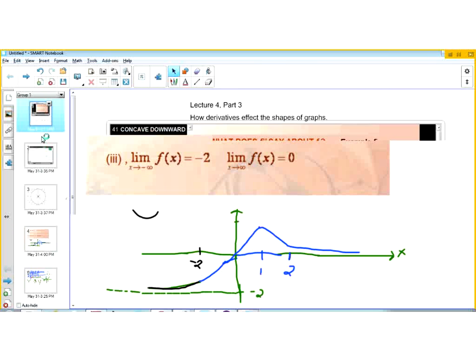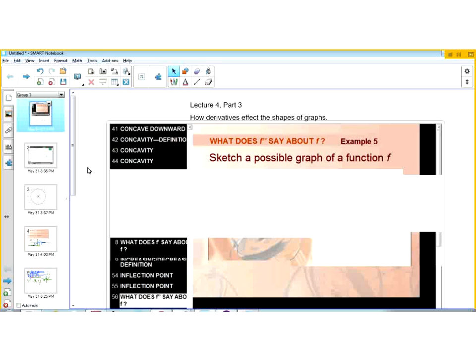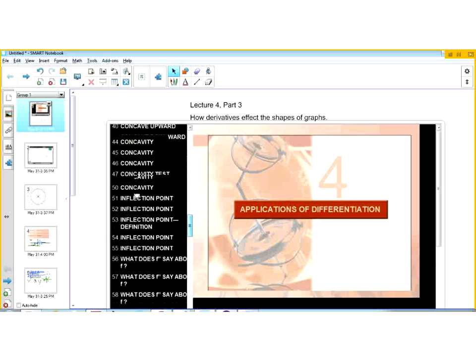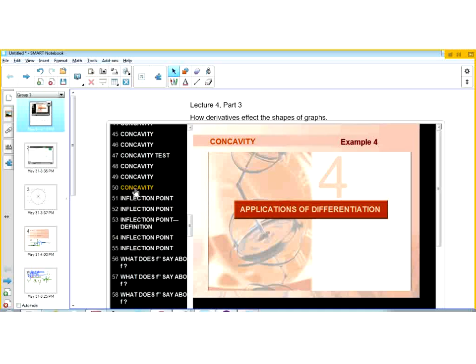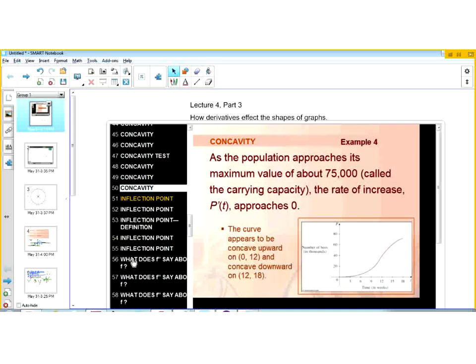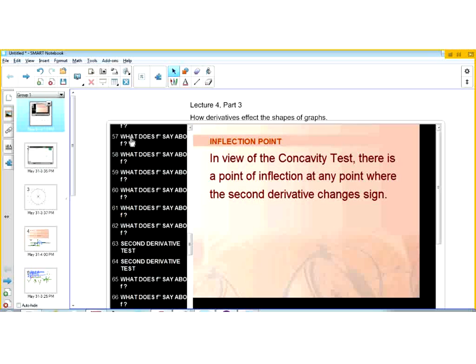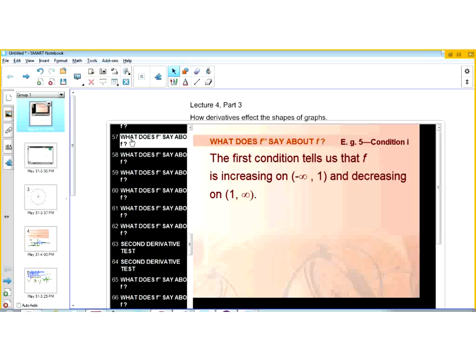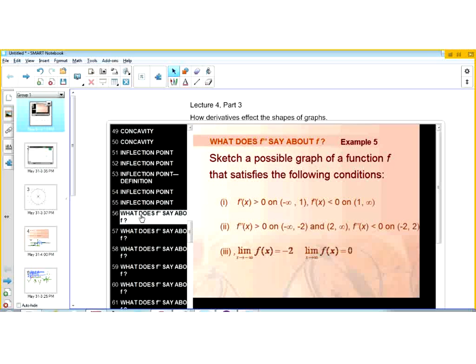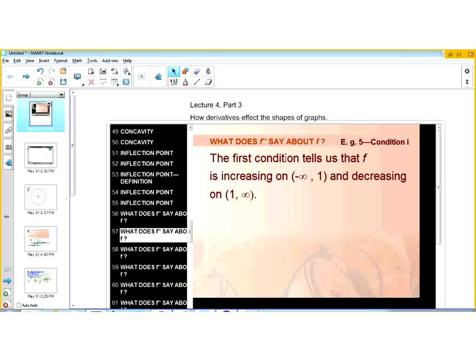All right, so let's check our answer. Slide 50, right? What was it? Somewhere down here. What was the problem? 56, was it? Okay, yeah, so slide 56 is the problem.